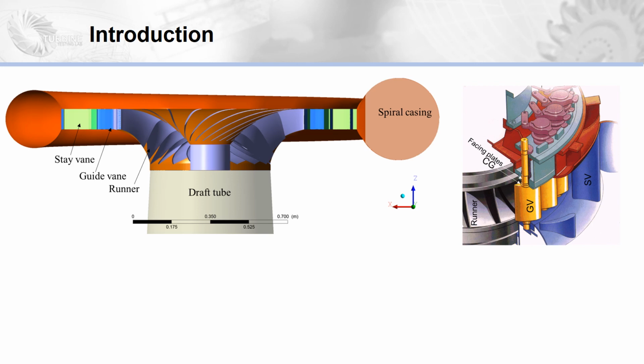As the main purpose of this study is to investigate the effect of leakage flow from the guide vane clearance gap on the performance of the runner, let me discuss in more detail the guide vane and the leakage flow.